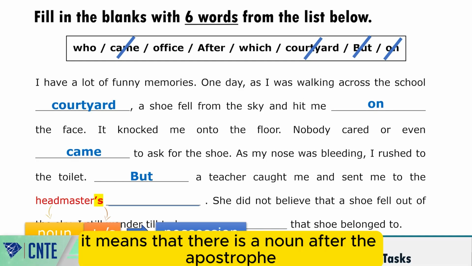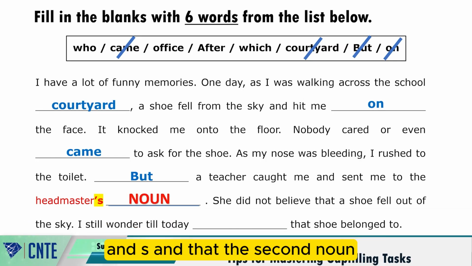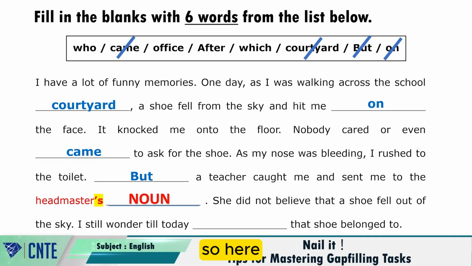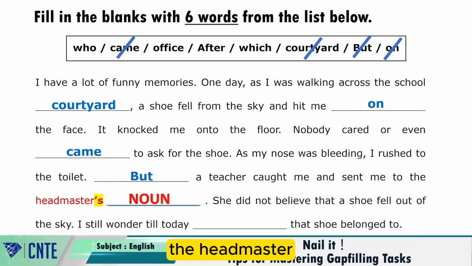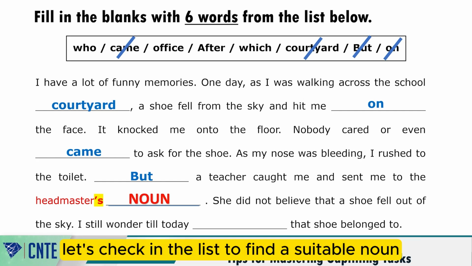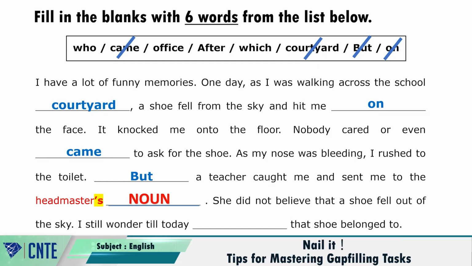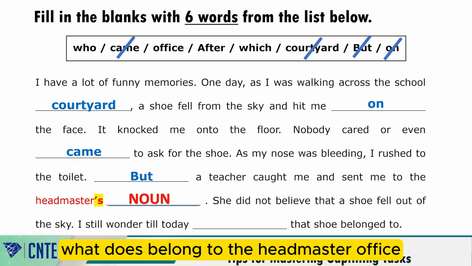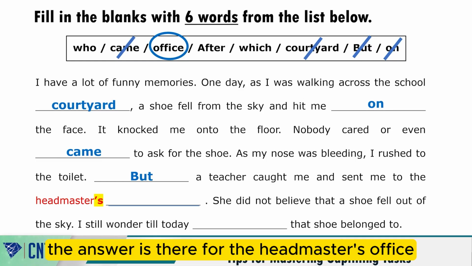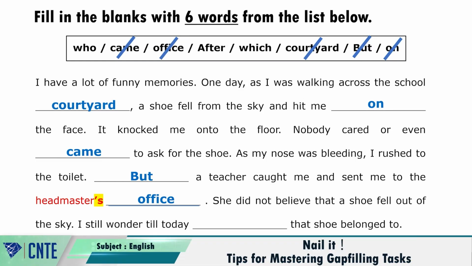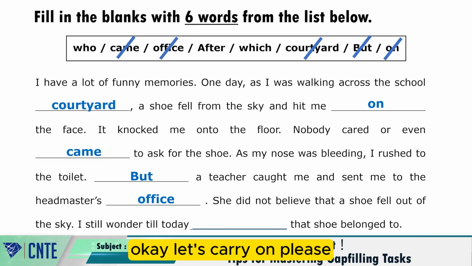Excellent. It means that there is a noun after the apostrophe s, and that the second noun is the possession of the first. So here we are talking about something that belongs to the headmaster. Let's check in the list to find a suitable noun. What does belong to the headmaster? Office. That's it. Good. The answer is therefore the headmaster's office. Okay, let's carry on, please.